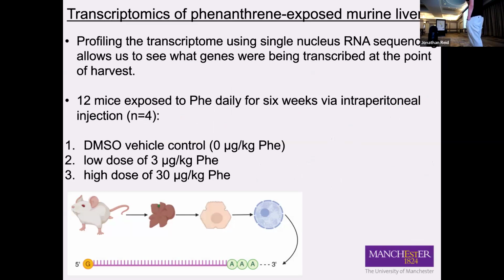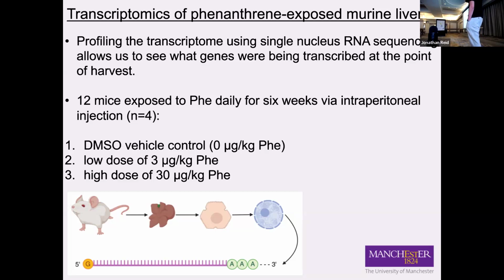So again, we've got 12 mice that we exposed daily for 6 weeks by injection with either the vehicle control, so that's no phenanthrene, a low dose of phenanthrene or a high dose of phenanthrene. So these are representative of what you might be exposed to in a low pollution environment, so I guess around here in Bristol, and then high dose is possibly what you might be exposed to in a really polluted city. So we've essentially got the mice, get the livers.